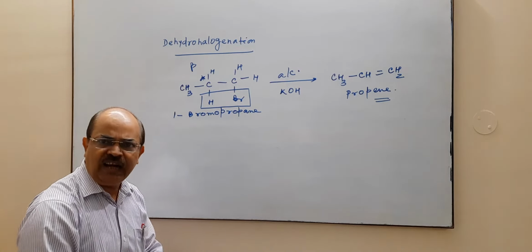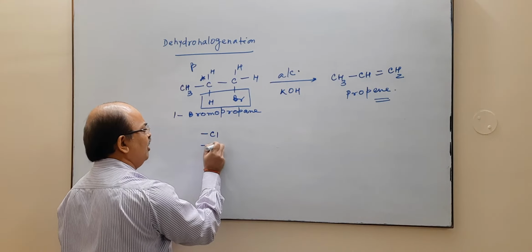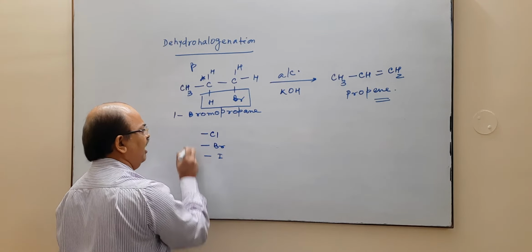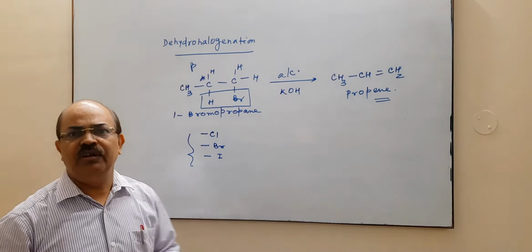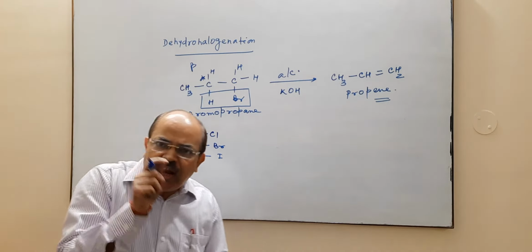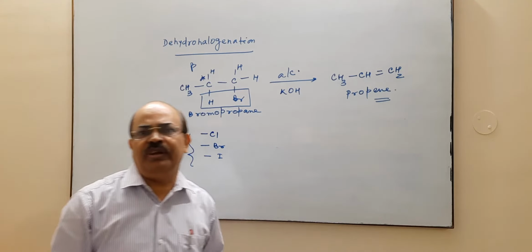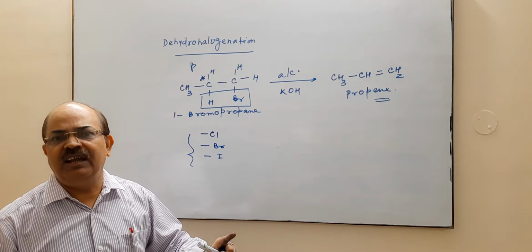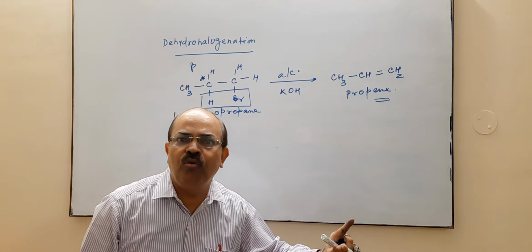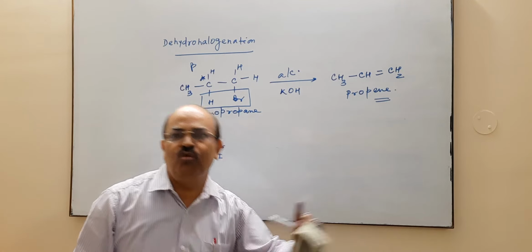Suppose that halogen is chlorine, that halogen may be bromine, and that halogen may be iodine. So which of the alkyl halides will undergo this reaction in a faster way, and which of the alkyl halides will undergo the reaction in a slower way?